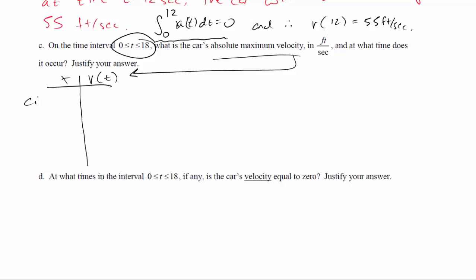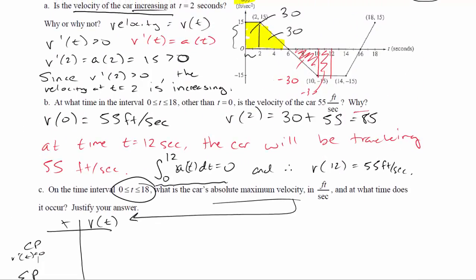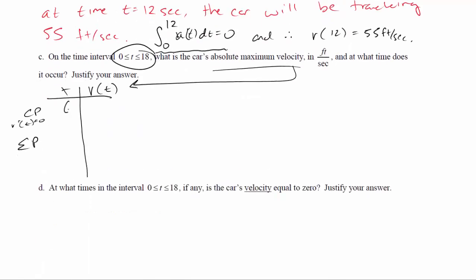Well, if you remember, we need all our critical points and all our endpoints. Our critical points, in this case, would be when v prime of t equals 0. If I look back at my chart, v prime of t equals 0 at 6 and 16. My endpoints are 0 and 18. Now, what do I know? I know my velocity at 0. I know that's 55 feet per second. How about all the others?